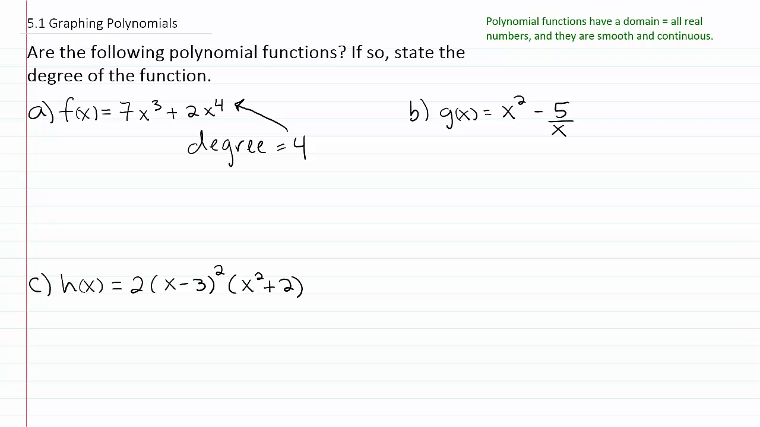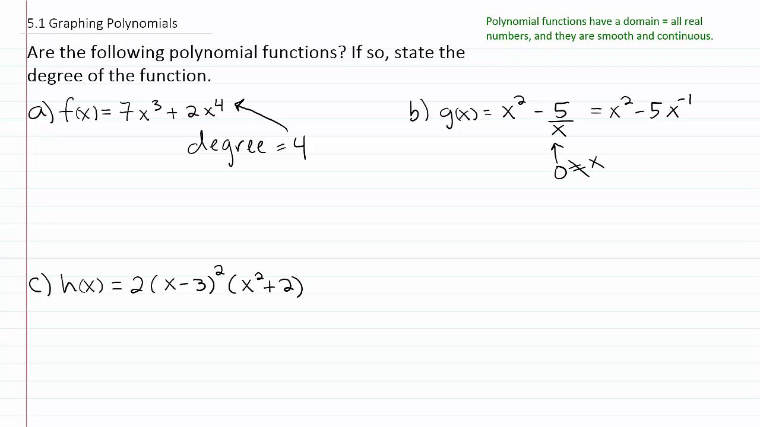I can tell right away because you have this 5 over x term, right? If you rewrote this, for example, you could write it as x squared minus 5 times x to the -1 power by bringing the x up. And if you do that, you can see that it no longer has positive exponents on the variable. So that would make it not a polynomial function. Also, you can tell the domain for the function is not all real numbers, right? You're not allowed to put 0 here, right?